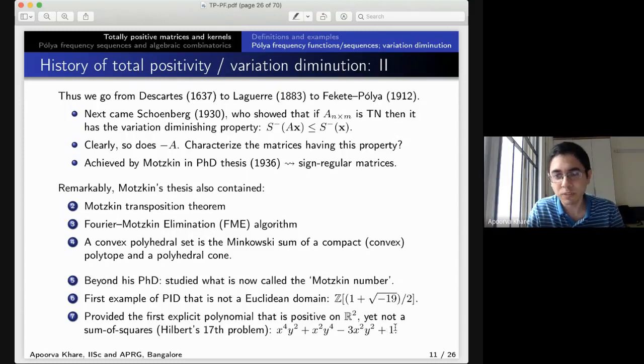So this is called the Motzkin polynomial, the Motzkin number, and yeah, he was a remarkable mathematician. Anyway, so that was one way that you can go from this property, which matrices satisfy the variation diminishing property, and that led to signed regular matrices. The other way is to ask, can you add a condition to the variation diminishing property and characterize Tn matrices?